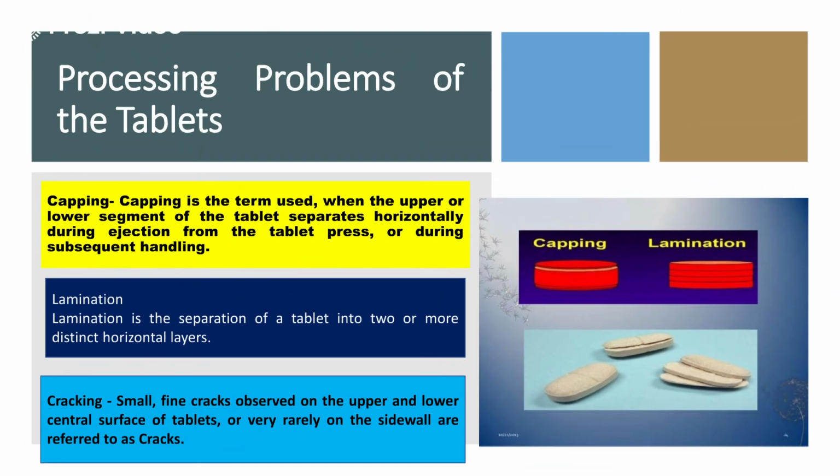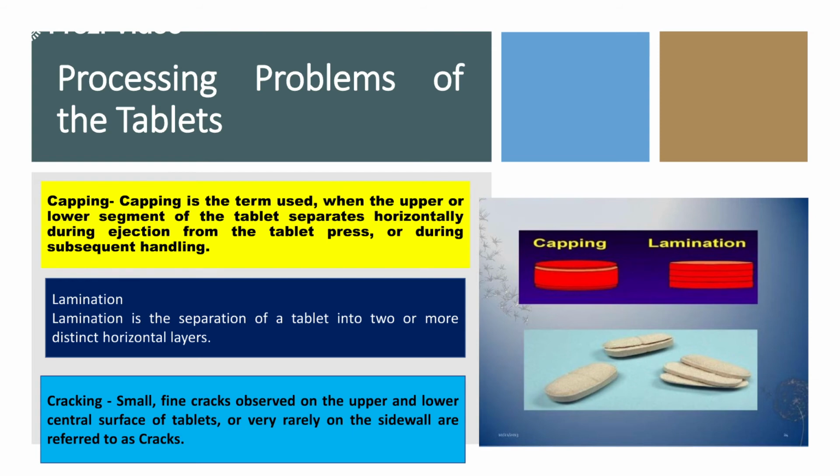So let us try to discuss the processing problems of the tablet one by one. First comes capping. As the name indicates, capping is when the upper or the lower segment of the tablet separates. It is very important to note here that the upper and the lower segment of the tablet get separated horizontally during the ejection part of the tablet press or subsequent handling. So in capping, the upper cap part or the lower cap part gets removed.